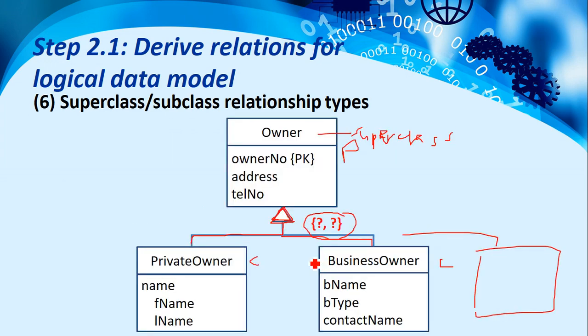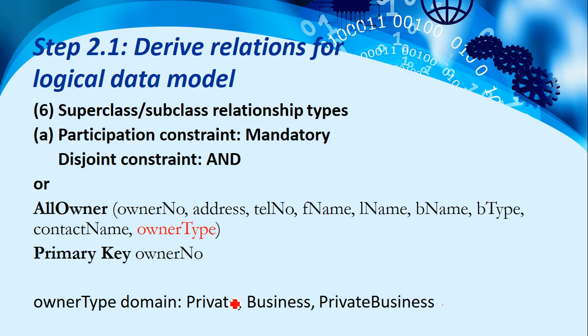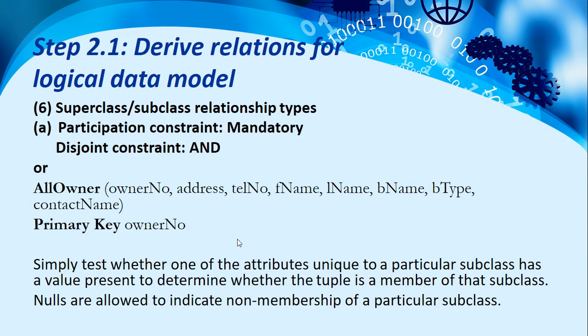Now, since dalawa lang, that is why ito lang yung possible combination of values. So, private, business, and then both. Private business, which means both. This owner is both private and business. And then the third one is wala. Wala kang ilalagay na discriminator. Okay? So, para malaman mo kung anong klaseng owner siya, you just simply test whether one of the attributes unique to a particular subclass has a value present.